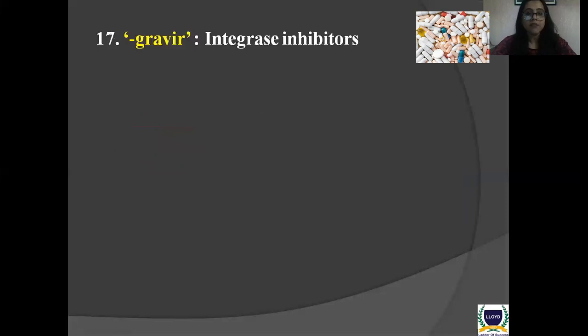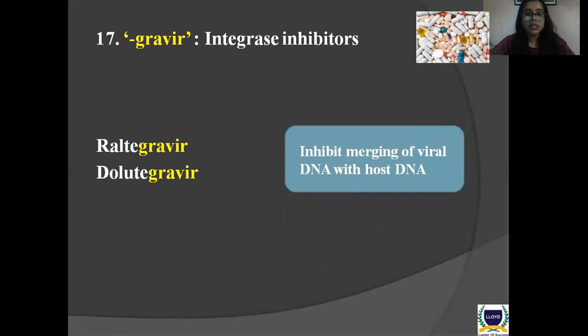The next suffix is gravid. Gravid indicates these are integrase inhibitors. The drugs under the integrase inhibitors are raltegravir, dolutegravir. These drugs inhibit the merging of viral DNA with the host DNA so that the viral DNA cannot replicate in the host to produce further new virus. So gravid suffix is used under the integrase inhibitors.